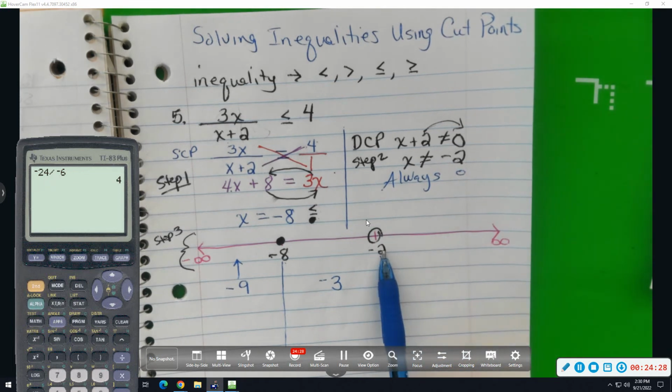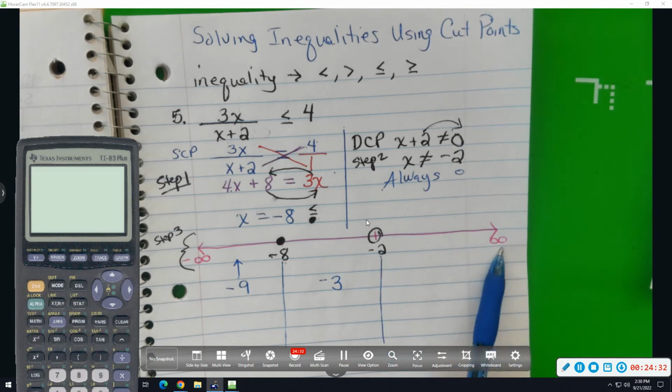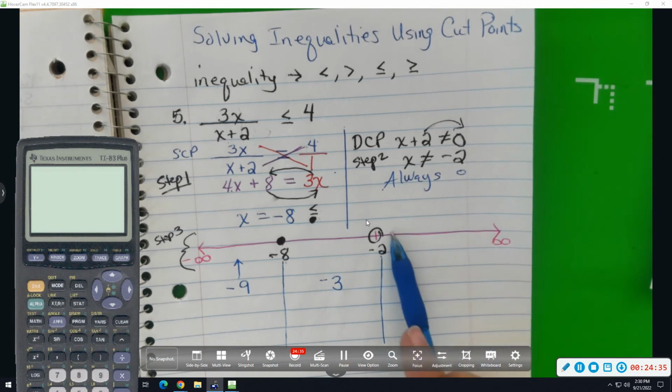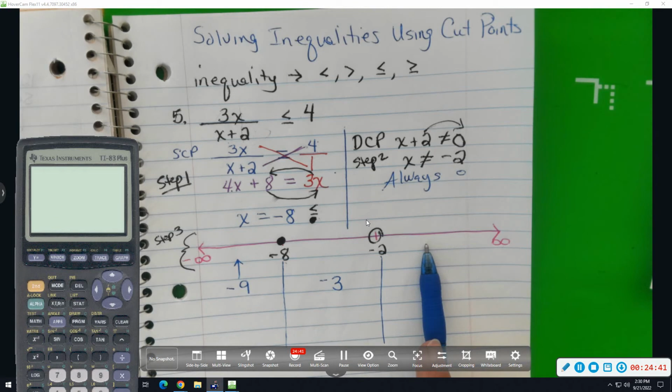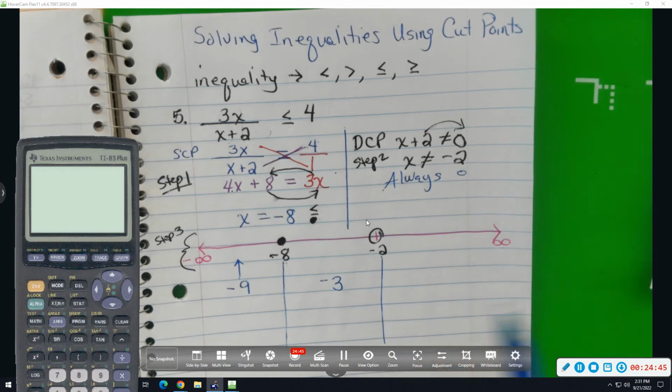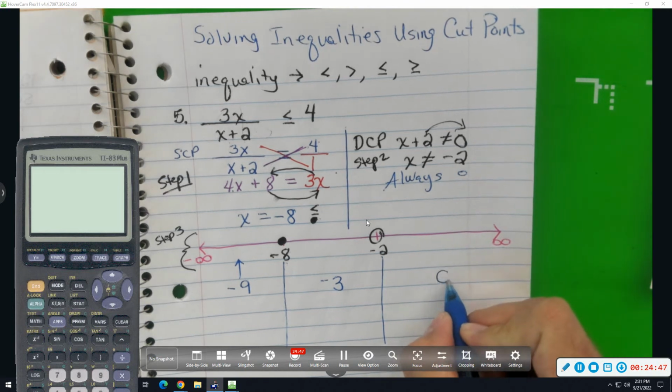And finally, we need a number between negative 2 and infinity. So think of those numbers. There's negative 2, then negative 1, 0. If I can use 0, I think that's the easiest number to use. So for this third interval, I'll choose 0.